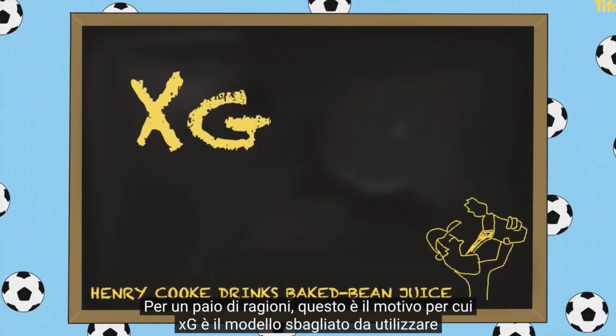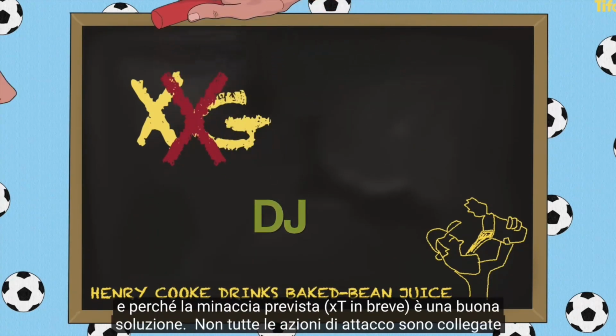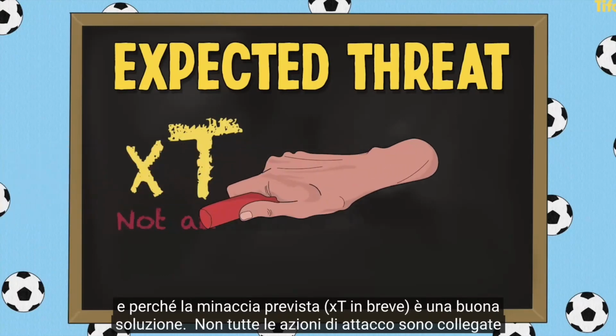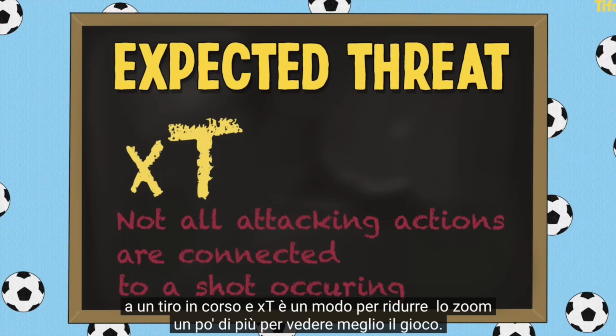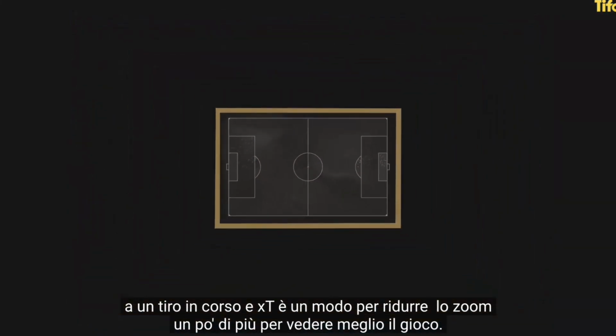For a couple of reasons, this is why XG is the wrong model to use here, and why expected threat, or XT for short, is a good solution. Not all attacking actions are connected to a shot occurring, and XT is a way of zooming out a little bit further to see more of the game.